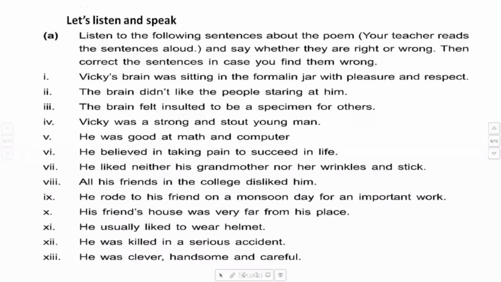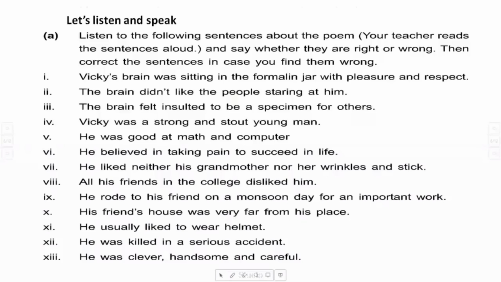There are statements, some sentences about the poem. How many sentences are there? There are 13 sentences. So you have to read the sentence and then say whether they are right or wrong. If the statement is right, you have to say right. If the statement is wrong, you have to say wrong. Becky's brain was sitting in the formalin jar with pleasure and respect. Right or wrong? Obviously, wrong.